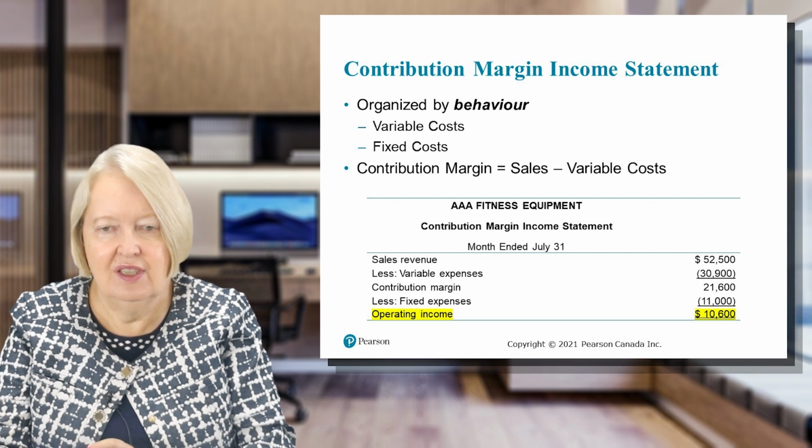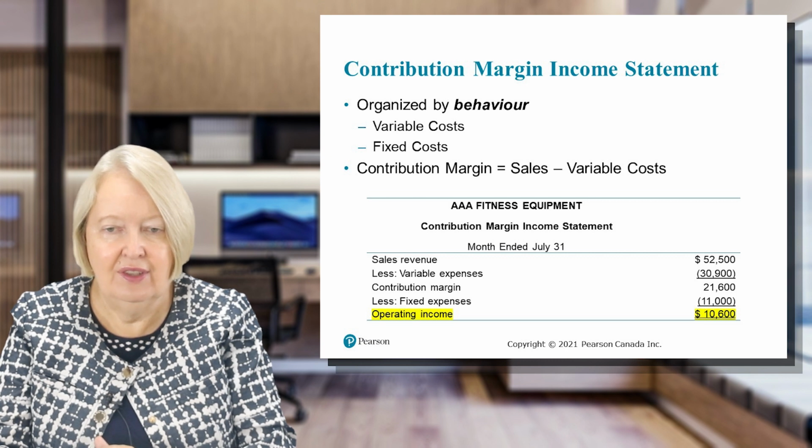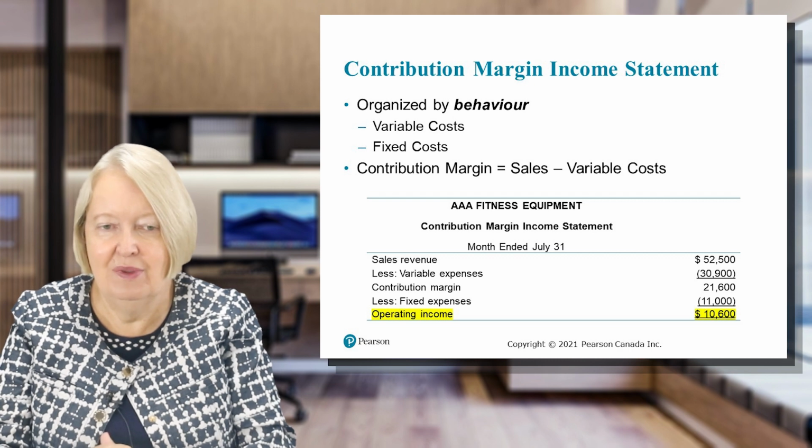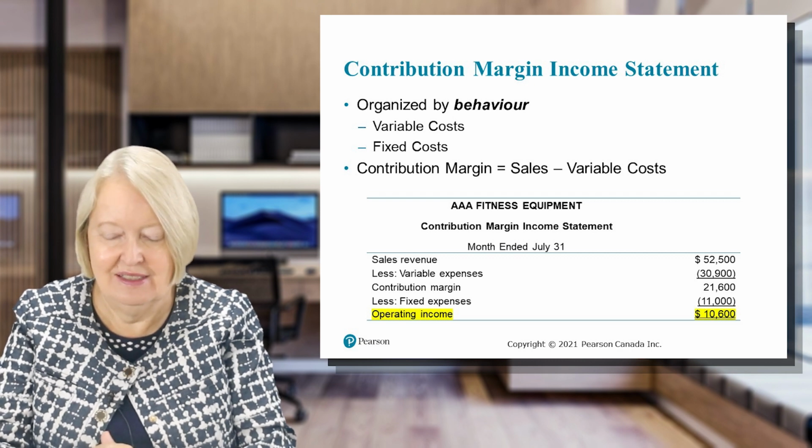So here you can see you've got a fairly healthy margin. You've got 21,000 contribution margin, less your fixed expenses of 11,000. So if you're just breaking even, you'd have a contribution margin of 11,000. The idea here is you want your contribution margin to be higher than your fixed expenses.